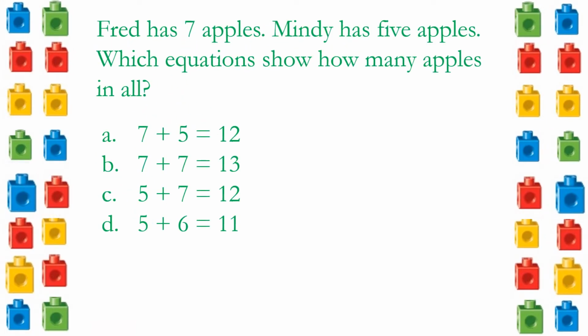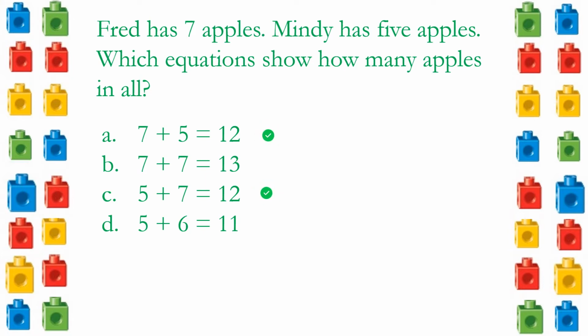Fred has 7 apples. Mindy has 5 apples. Which equations show how many apples in all? And I'll give you a hint. There's more than one correct answer. Which equations show how many apples in all? Okay, have you figured it out? There's one of them, and there's the other. 7 plus 5 equals 12. 5 plus 7 equals 12.